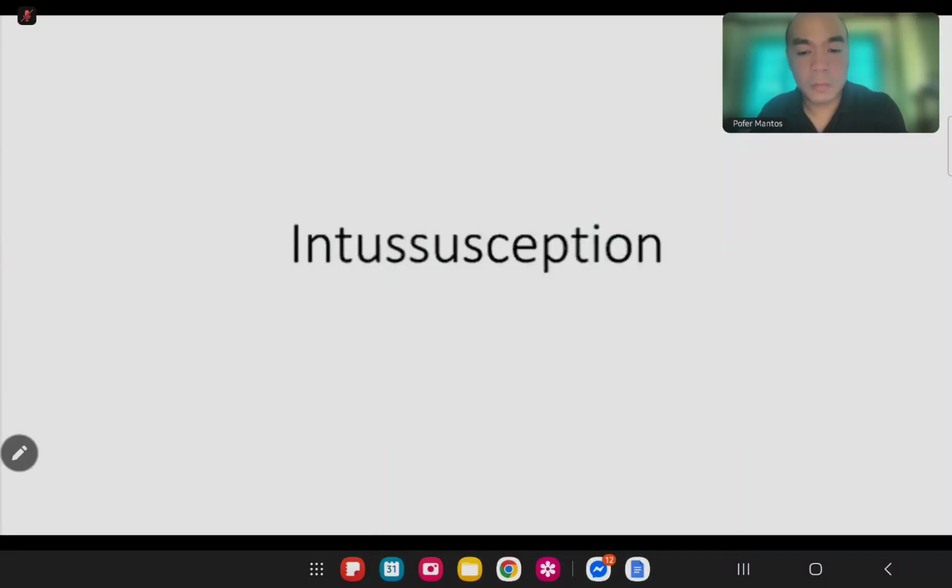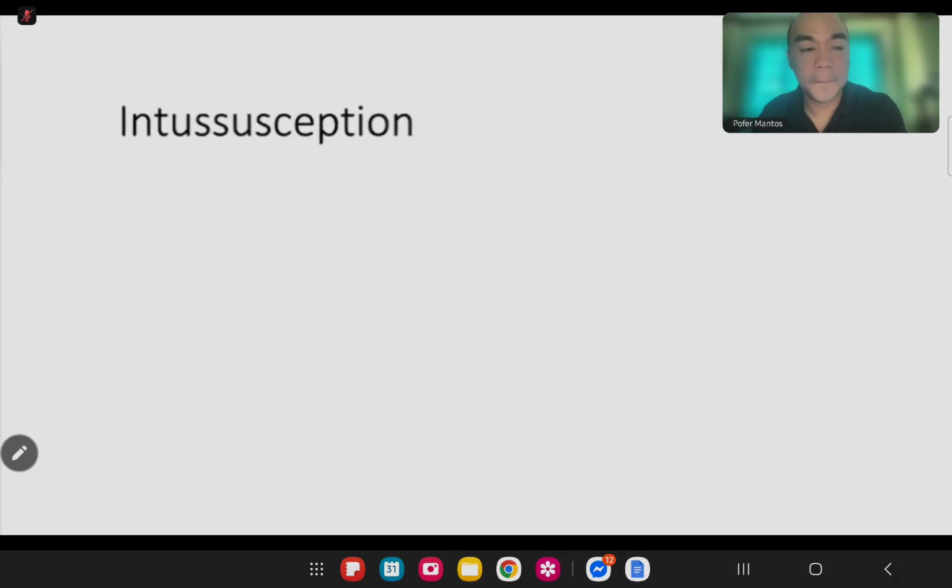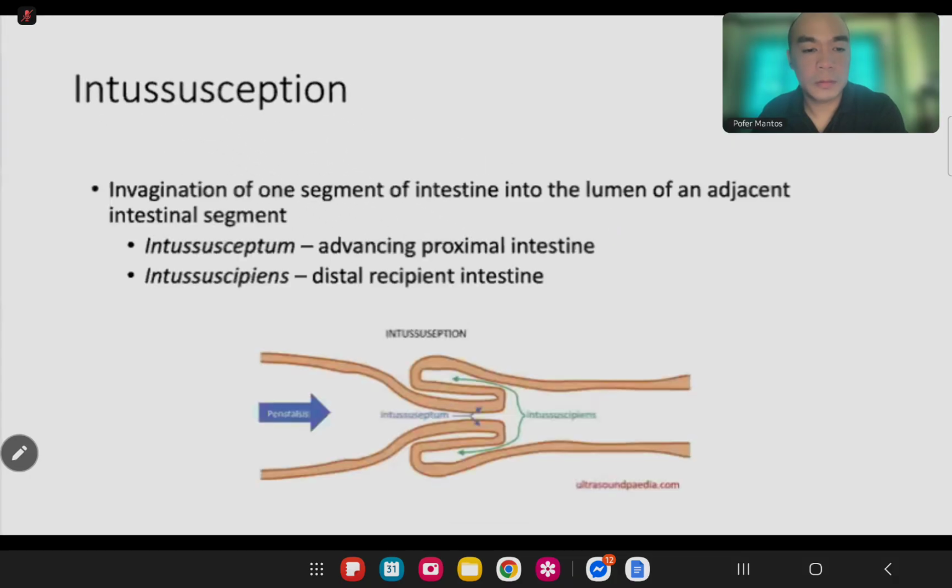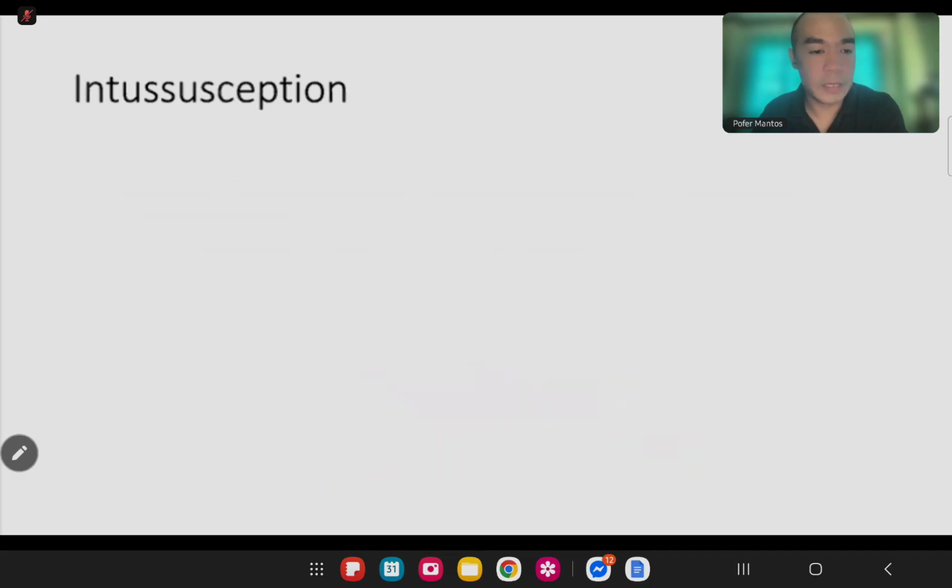Now, another emergency is intussusception. So intussusception is the invagination of one segment of the intestine into the lumen of an adjacent intestinal segment. We have two terms here: the intussusceptum, the advancing proximal intestine, and the intussuscipiens, which is the distal recipient intestine. So this is the movement of the intussusceptum into the intussuscipiens.